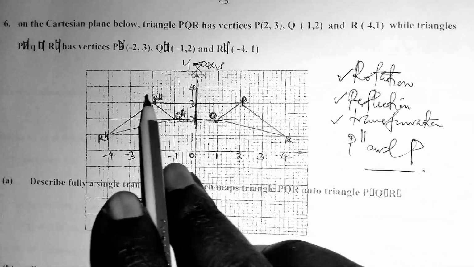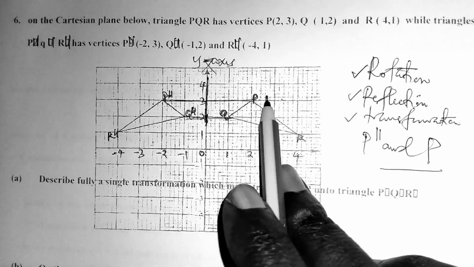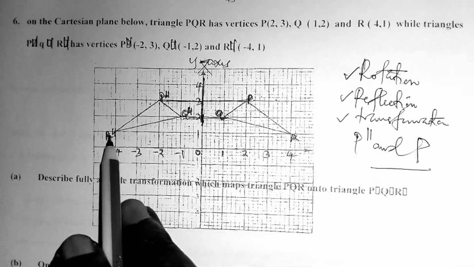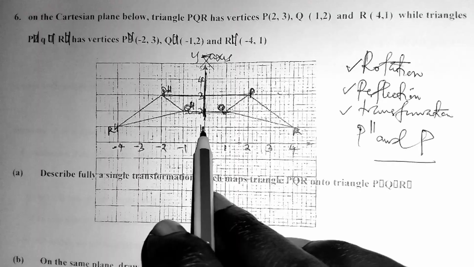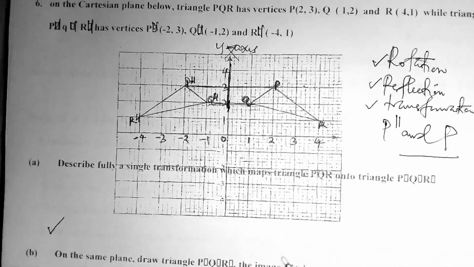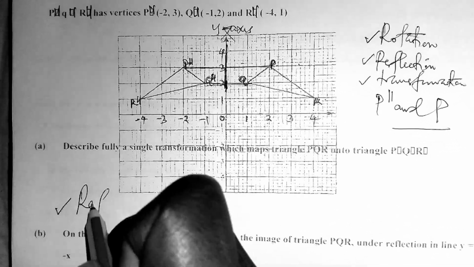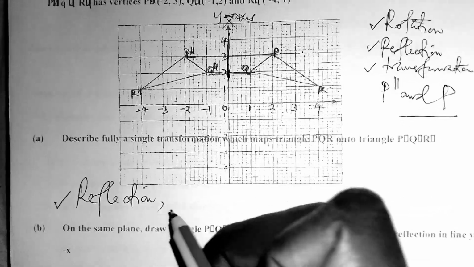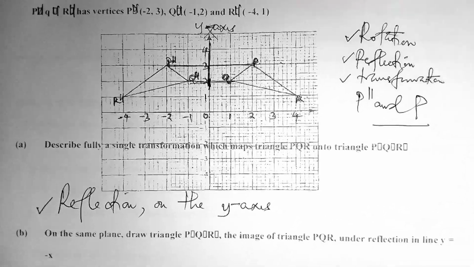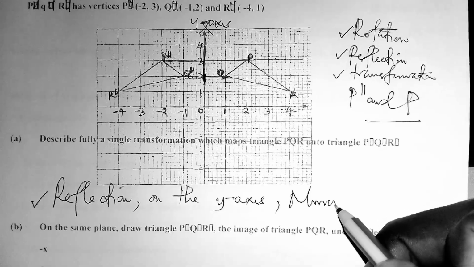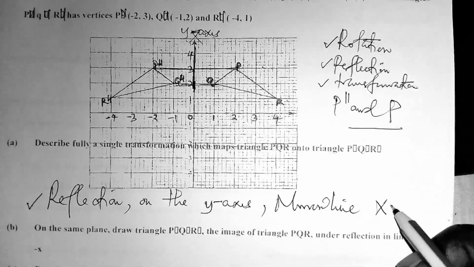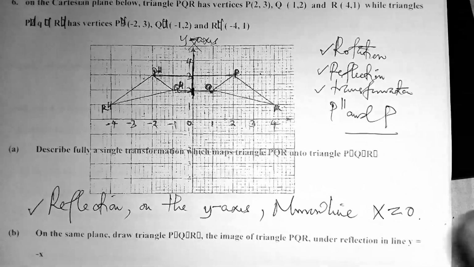You have P, then this side P double prime, and the distance here is 2 units, here 2 units, here 1 unit, 1 unit. R to R double prime, again the center is the y-axis. So that one is a reflection. Reflection on the y-axis, or the mirror line is the line x equals 0. That one becomes your mirror line.